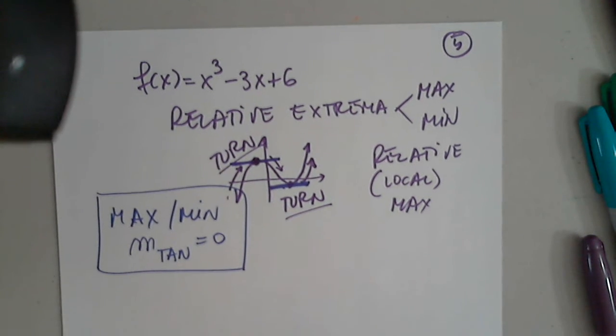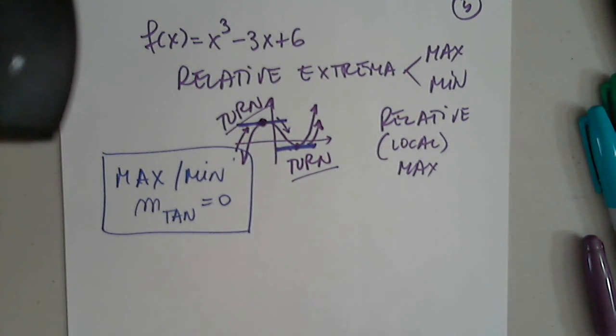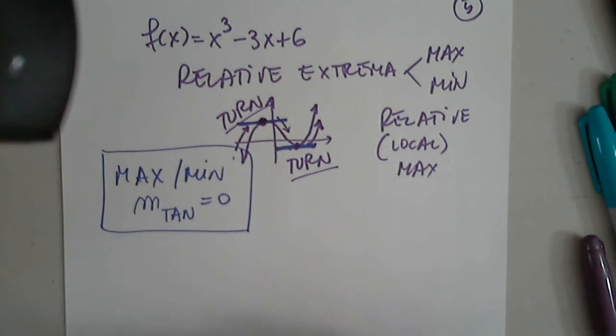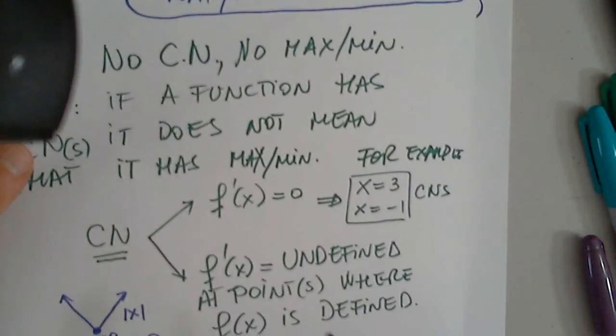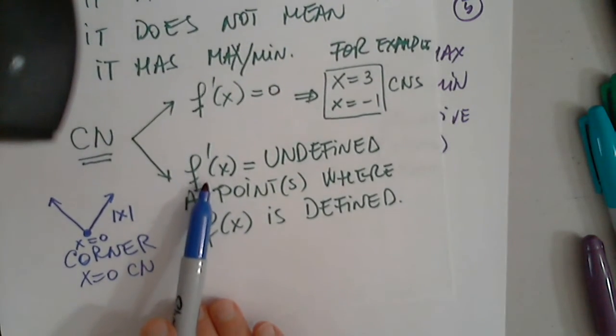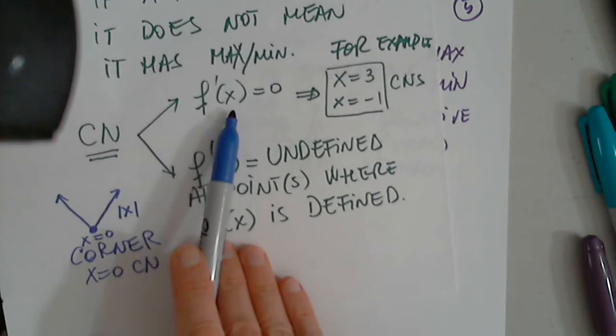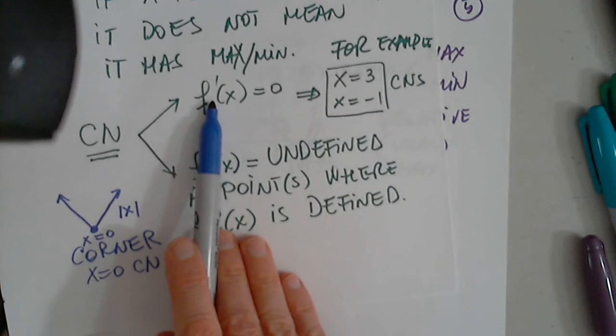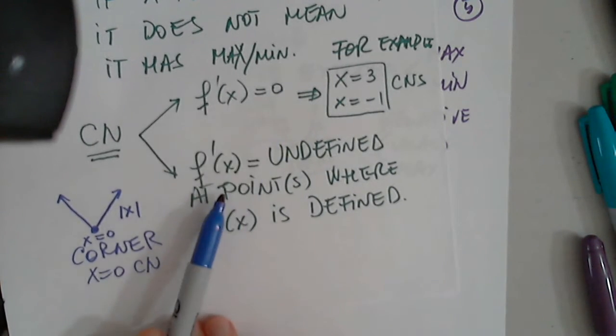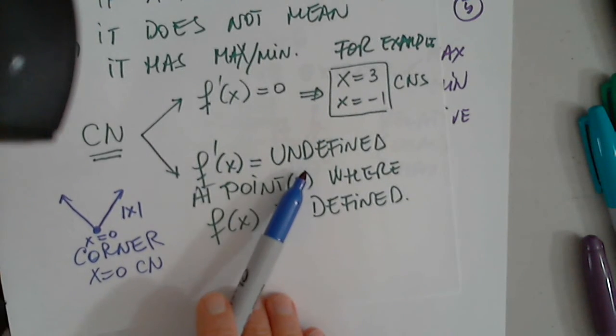In this situation, the slope of the tangent could be undefined. How come? Because critical numbers can exist when f prime is undefined. In this situation, the slope is 0. F prime is 0. But in this situation is when the slope is undefined.